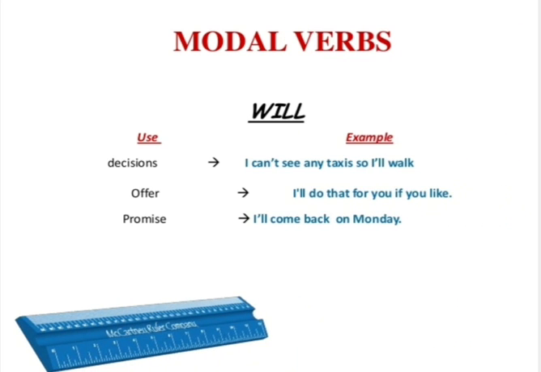Will is used for decisions. I can't see any taxis, so I will walk. So now we have taken a decision. We are using it directly: I will walk. I cannot see any taxi. Offer: I will do that for you if you like. So here we are offering. I will do that for you. Promise, determination: for promise, for determination, we use will. I will come back on Monday. So here it is a promise that by Monday I will come back.